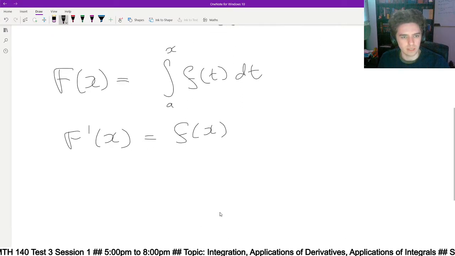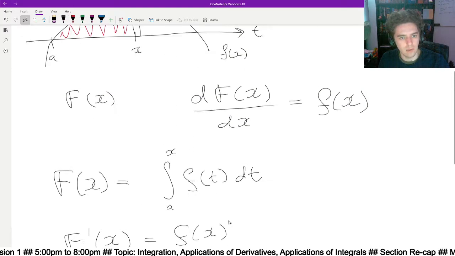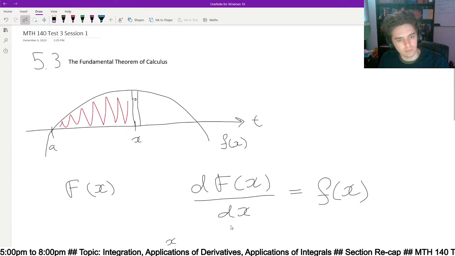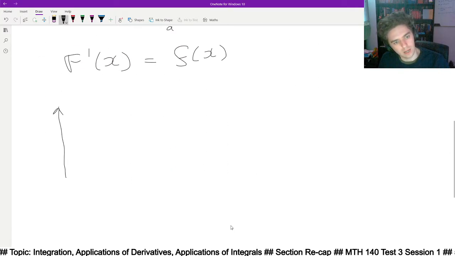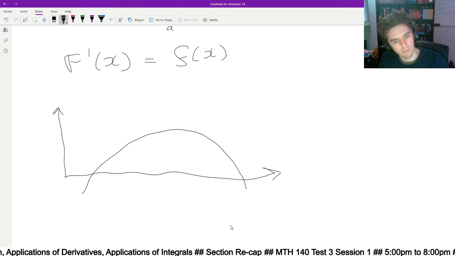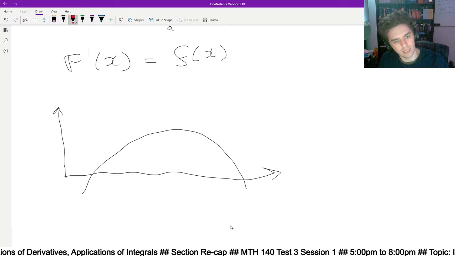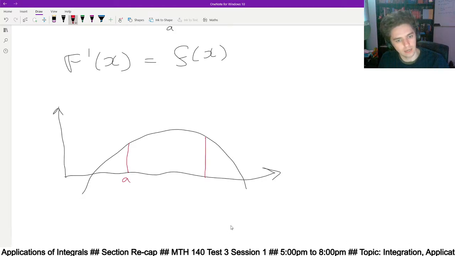The second part of the fundamental theorem of calculus is saying, if I want to actually calculate this area, maybe I'll draw another picture. If I want to actually calculate this area, specifically the area between here and here, between a and b.